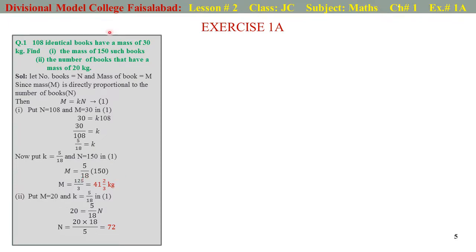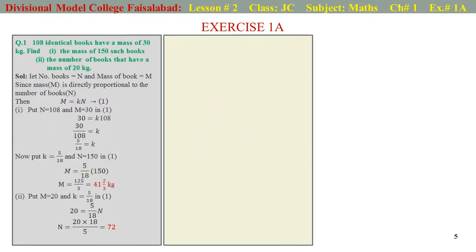Question number 2 is same as this one. Again there is a word problem and you are asked to solve. You will identify whether the problem is of direct variation or not, and you will write the problem in algebraic form and then you will solve in the same way.